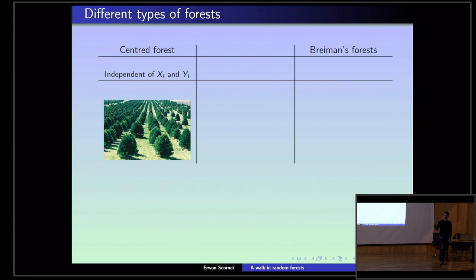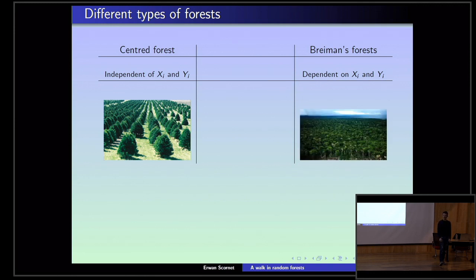On the other end of the spectrum, you have the Breiman's forest, which is really difficult to analyze because it depends on both X and Y, the position and the value of the point. It's the forest we want to analyze, but it's really complicated in theory. So we try to find a forest which is a good compromise between both.